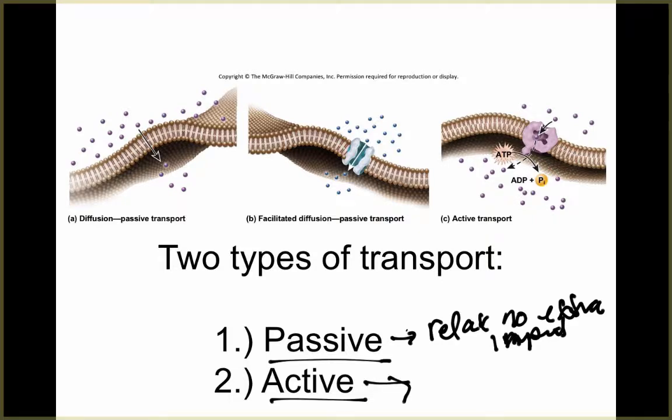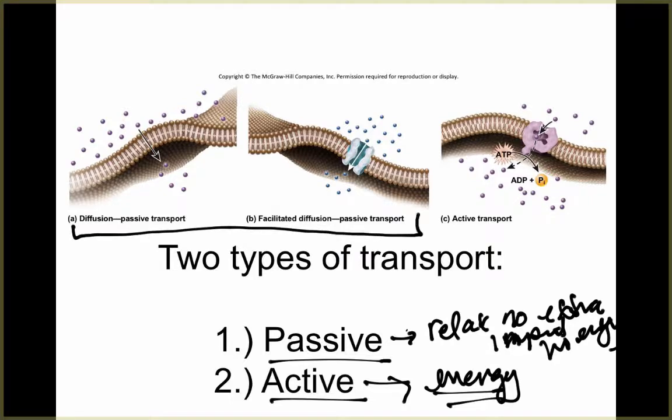Active, if you're being active, it means it takes energy for it to happen, right? Passive, no energy really. You're just sitting on the couch. So these are the main two types. And if you look ahead, these are both passive transports, what are known as diffusion and facilitated diffusion. And then active transport, you can see, takes energy right there.